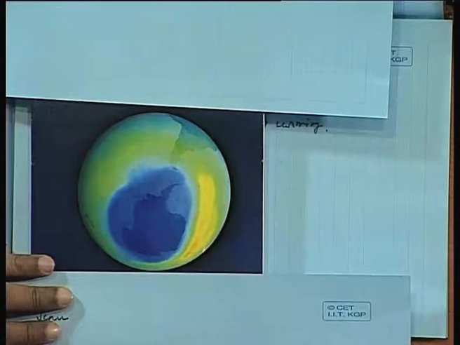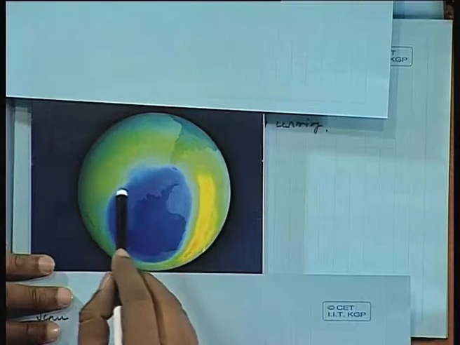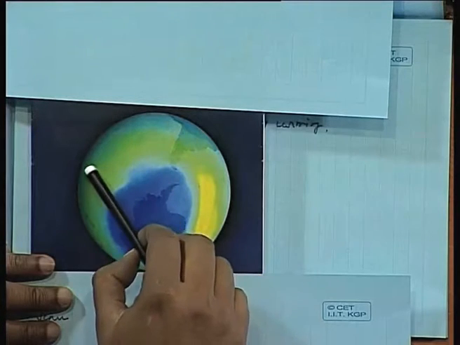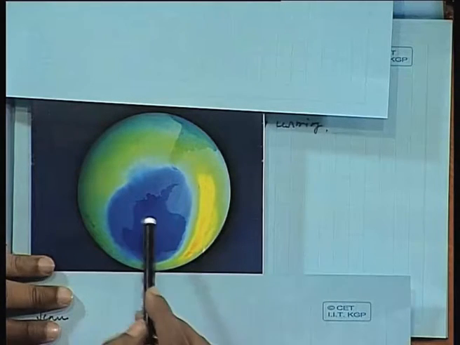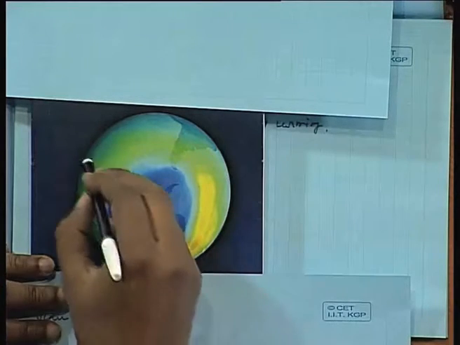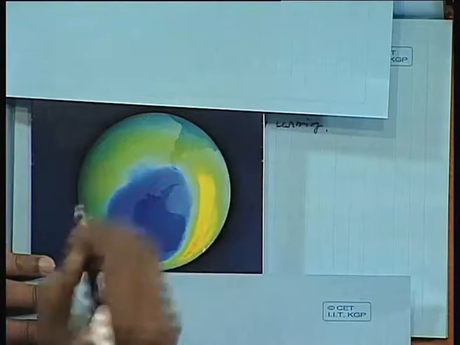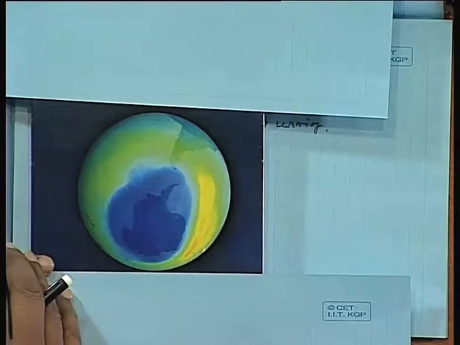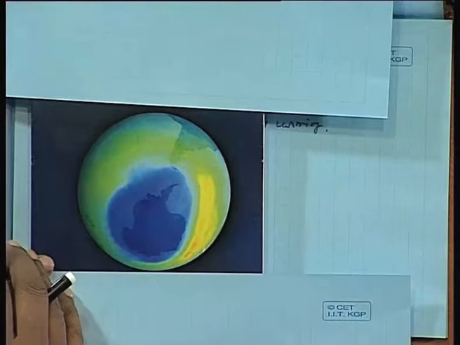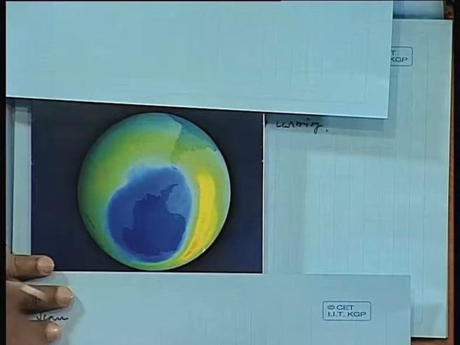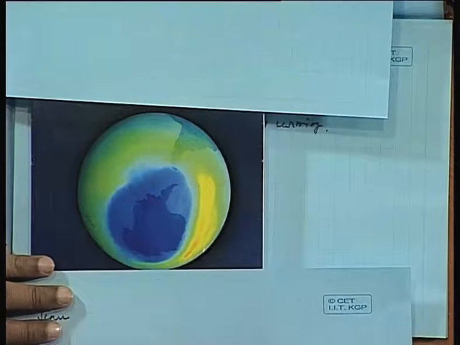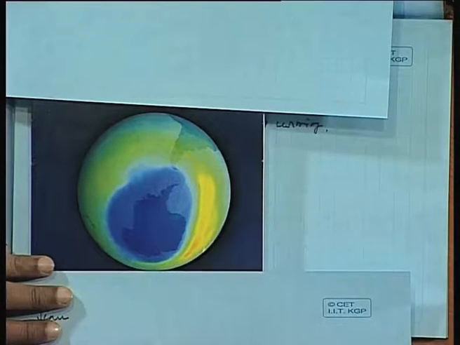What is happening is particularly the CFCs that are generally related to the ozone hole. The CFCs are getting produced due to various aspects of human activity, particularly the release of refrigerants in the natural atmosphere, the natural environment. Now what happens is these CFCs have one important characteristic: they are highly volatile.